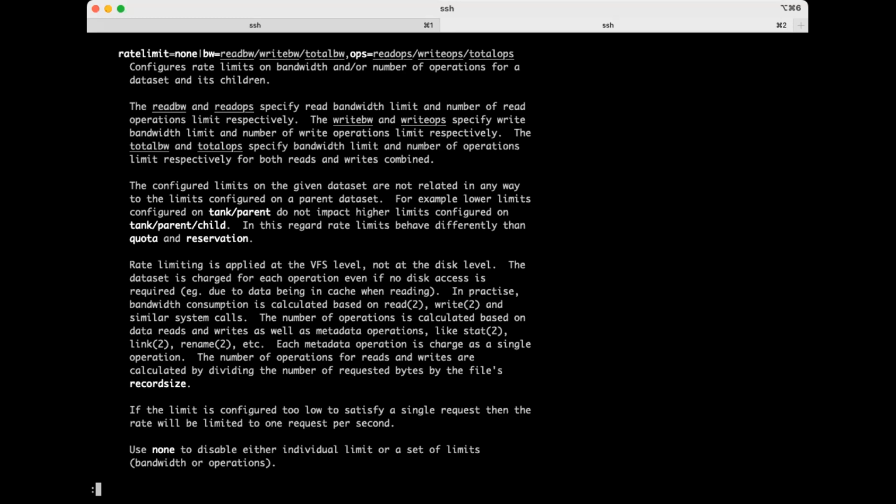So if I set limits on, let's say, tank, those limits will be inherited by all the children until we find another ratelimit property set on one of the children. And this property of the child is not a subset of the parent's limit. It's a totally separate set of limits. So you can also extend the limits as well.